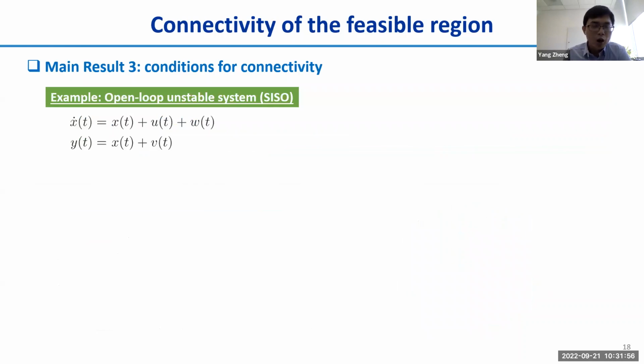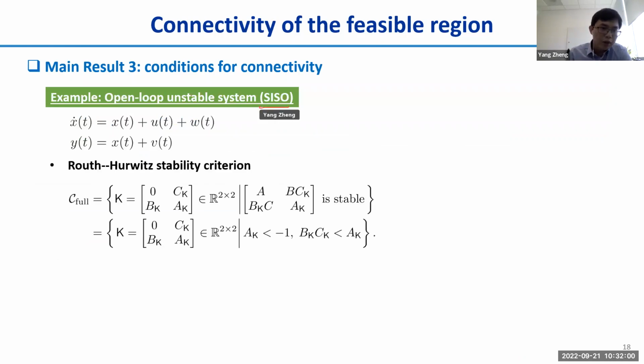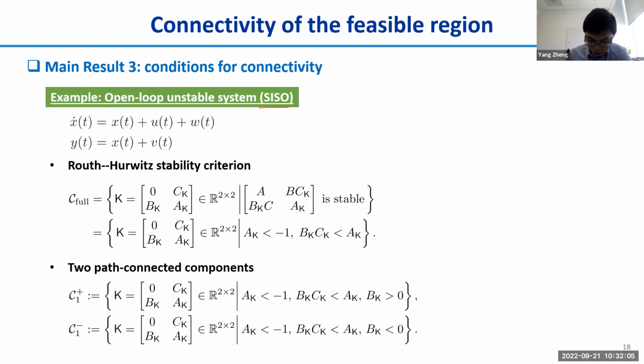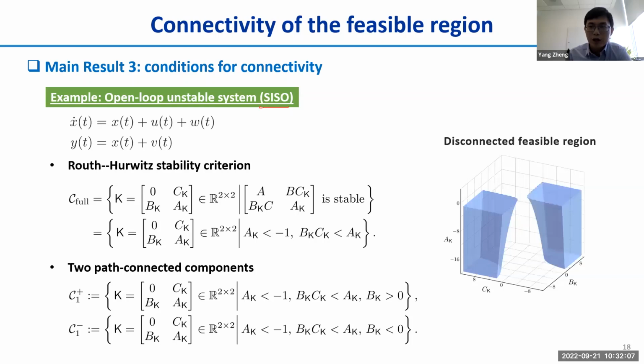Then if you look at an open loop unstable plant, this is a single input, single output. And you can also write down the stability criterion by looking at the eigenvalues. And for this case, you have two connected components. Basically, one component where the parameter is positive, another component where the parameter is negative. And you will see they're almost identical. Just take t equal to -1. So if you take t equal to -1, you can jump from one component to another component.